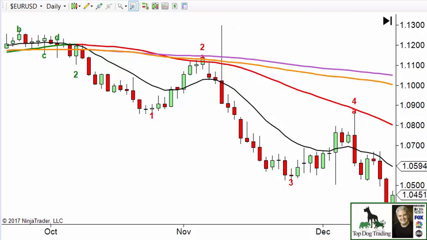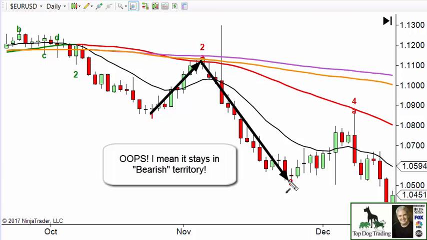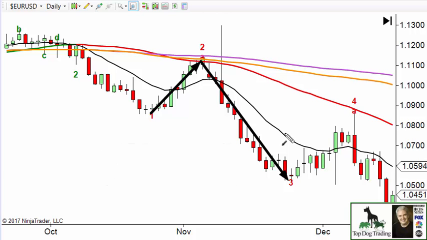But that's not what happens. What happens, of course, is that it does hold as it retraces up here to the 50 period simple moving average, and bounces back down. So it stays in bearish territory. Remember, that's the line in the sand between bullish and bearish markets. So now we have a trend going. And the longer it goes, the more the moving averages start to fan out. That's called a stacked structure.